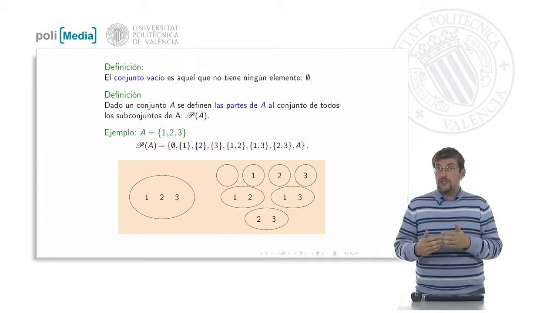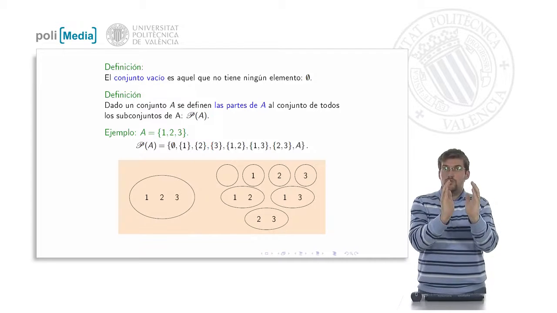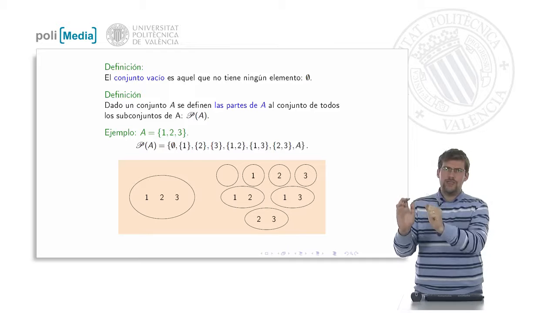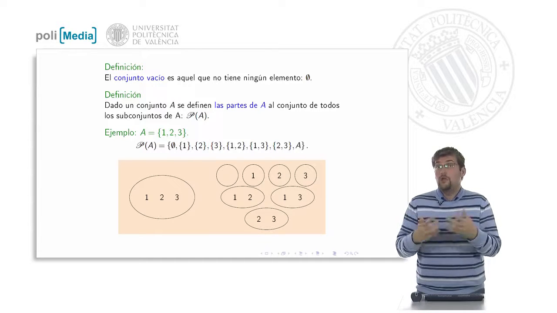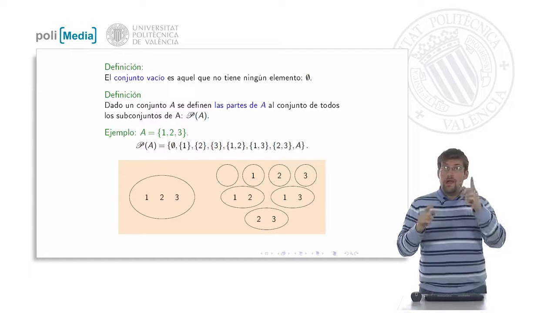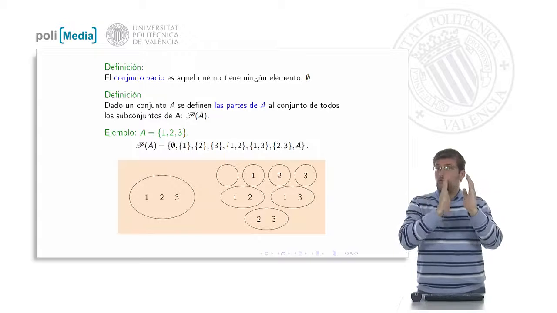Next, we include the sets with 2 elements, the set containing 1 and 2, the set containing 1 and 3, and the set containing 2 and 3. Finally, we include the set with all 3 elements, which is set A. We can represent it simply as A, as shown in this case, or use braces to enclose the elements 1, 2, and 3.